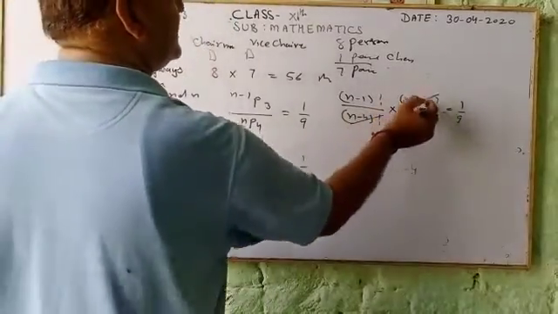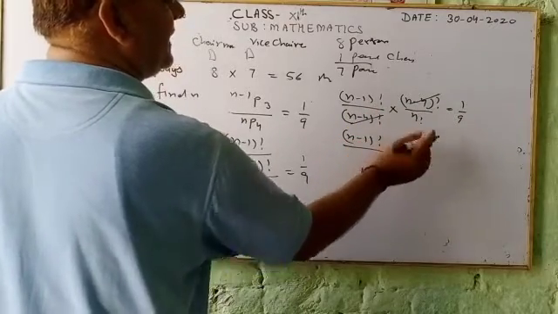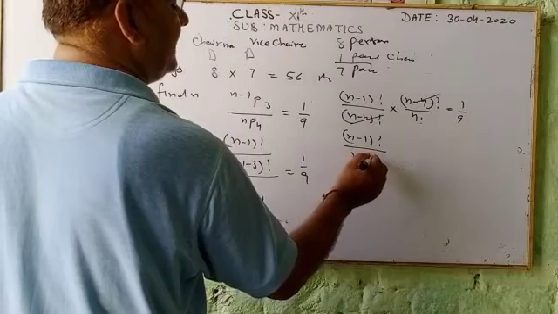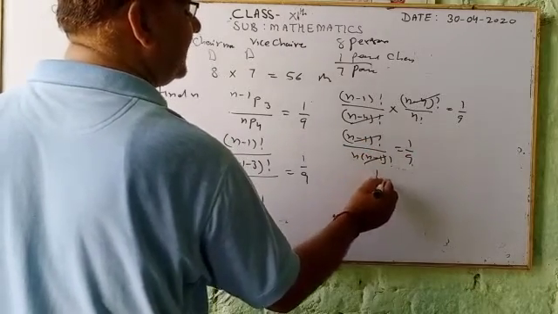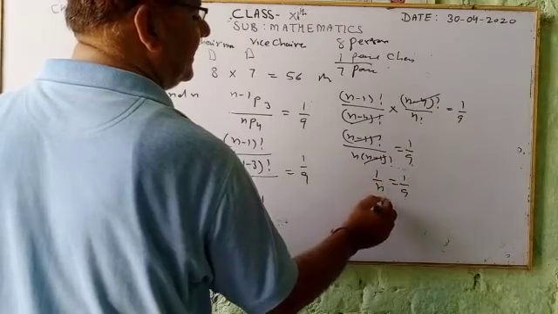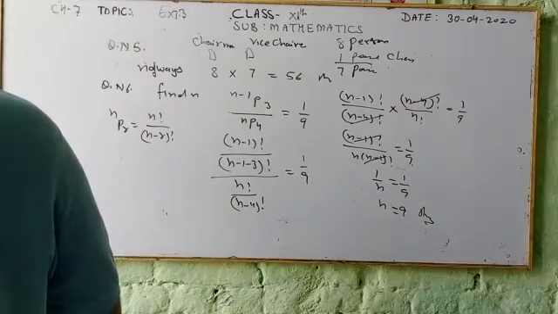So we cancel out the (n minus 4) factorial, and n factorial can be written as n into (n minus 1) factorial, equal to 1 upon 9. The (n minus 1) factorial also cancels out. So 1 upon n equals 1 upon 9, and n equals 9. You get the answer, n equals 9.